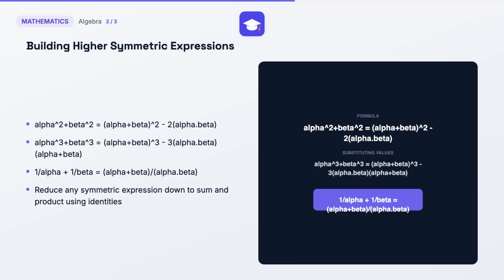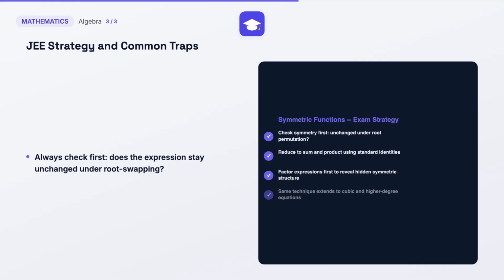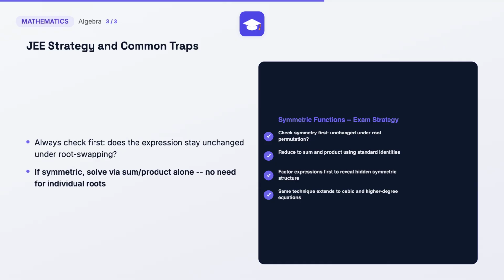The single most frequently tested JEE skill here is recognizing that a given expression is symmetric. Before attempting this technique, always check first whether swapping the roots leaves the expression's value unchanged. If so, you solve it entirely through sum and product, without ever needing the individual roots, saving significant time and avoiding messy square roots or complex numbers.